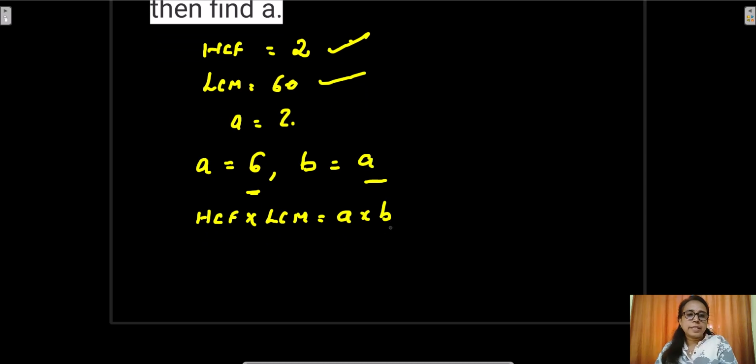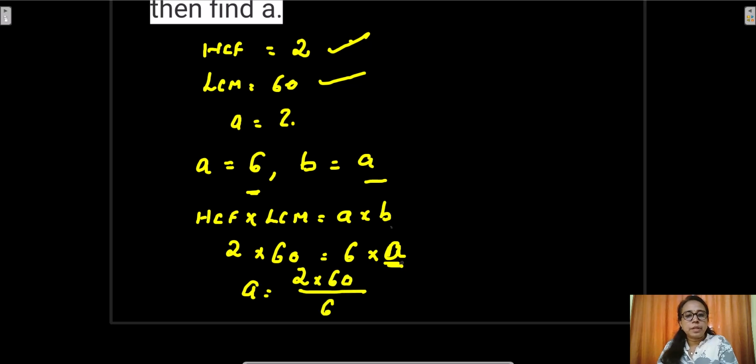Now HCF and LCM is equal to A into B. HCF is equal to 2 and LCM is equal to 60. We have to get two numbers, but one number is given: 6, and another number we have taken as A. Now what is next? We have to find out A. So the number A is equal to 2 into 60 upon 6.